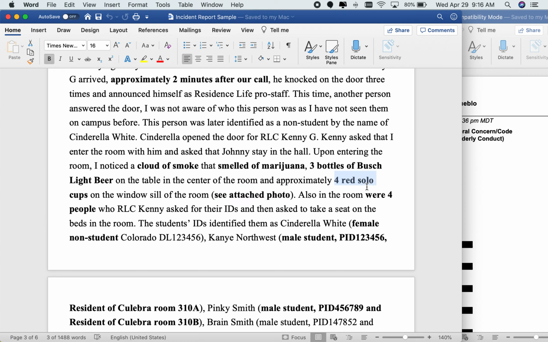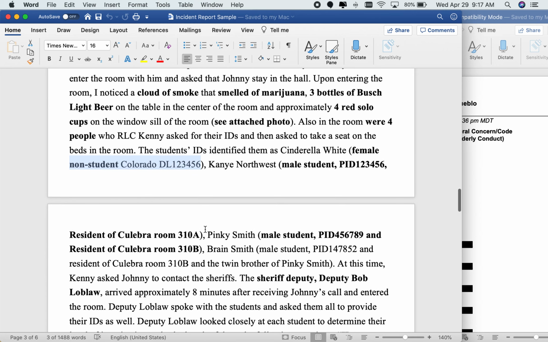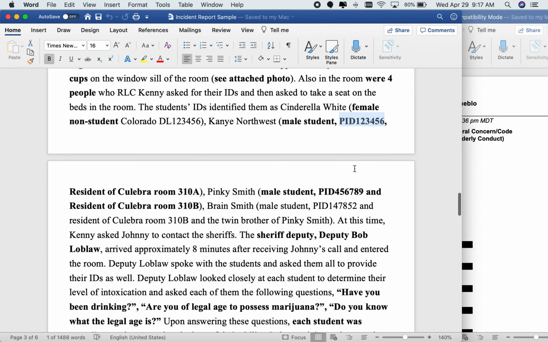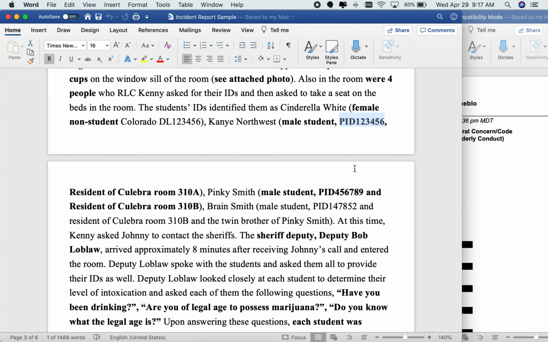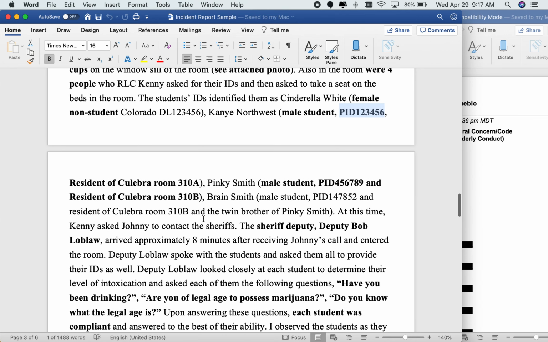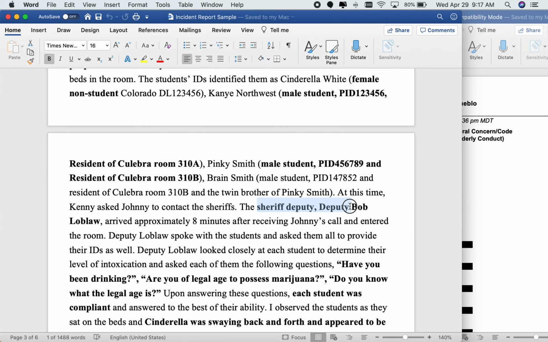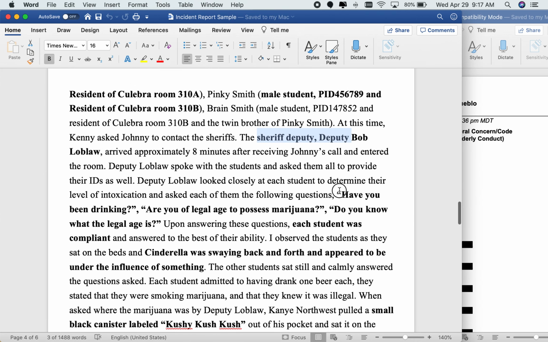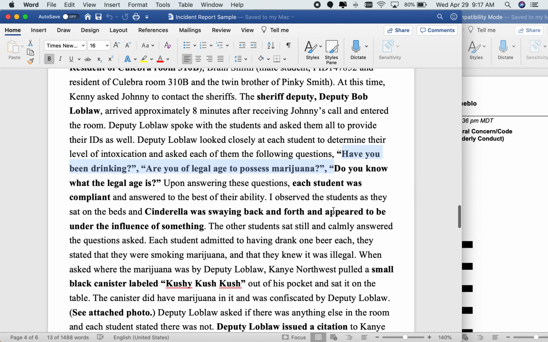Okay? Also, tell me who else was there, identify them. Remember, like I said before, if they were a non student, you can put their driver's license. If you know their PID, you can put their PID. A lot of times, people will misspell a student's name or put the wrong name in. Like maybe you assumed it was the roommate who lives in the room, but it really wasn't that person. So be sure and ask for their IDs and write that PID in there so you know exactly who you're talking to. Remember, tell me who the deputy was that responded. Names are very important. Remember, quote people if they were asking questions, what they did.